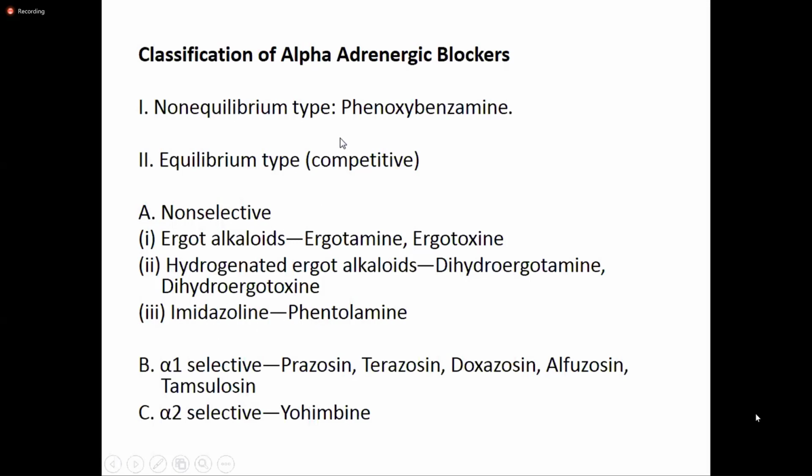The non-equilibrium type, including phenoxybenzamine, and the equilibrium type, including all these drugs, are non-selective, and they are responsible for blockade of both alpha-1 as well as alpha-2 receptors. The group of drugs which selectively block only the alpha-1 receptors includes prazosin, terazosin, doxazosin, alfuzosin, and tamsulosin. The drug which selectively blocks the alpha-2 receptors is yohimbine. We'll be discussing more about the alpha-1 selective blockers in this section, so we are moving towards those drugs.